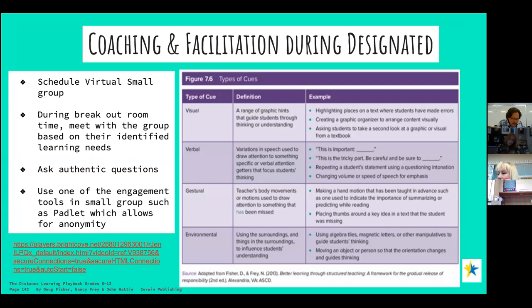Ask authentic questions, use one of the engagement tools in small groups such as Padlet. As you know, in Padlet, you don't have to see the name. And I think someone told me also that there is a profanity filter, so it won't allow profanity to be written in Padlet. I thought that was a good tool in there. But if we can play the video, Angelica, it'll go more into an example of this.